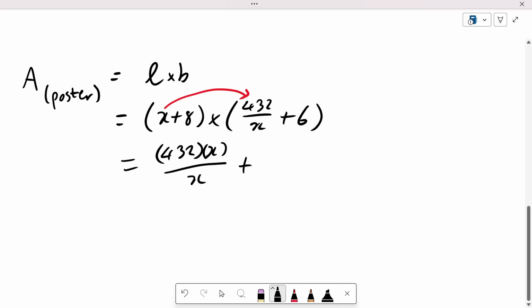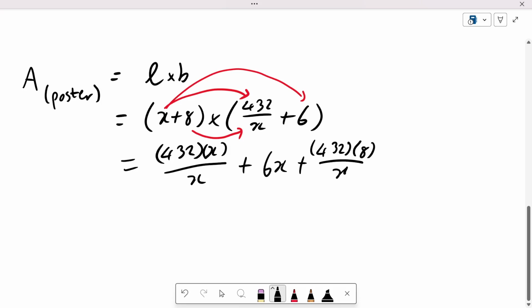And then we are going to, remember now there's only plus signs, so we don't really need to worry about any negative signs. So that's plus, and then our next one, which is going to be the outer, it's going to be x multiplied by 6, which is going to be 6x. And then we're going to multiply 8 by 432 over x, which is going to be positive 432 multiplied by 8 over x plus 6 times 8, which is these last ones over here. 6 times 8, which is equal to 48.